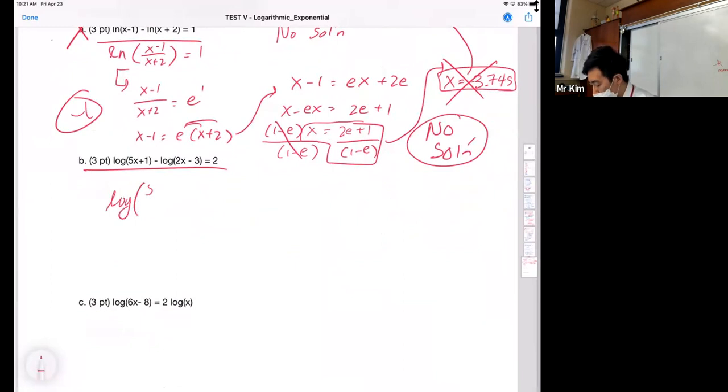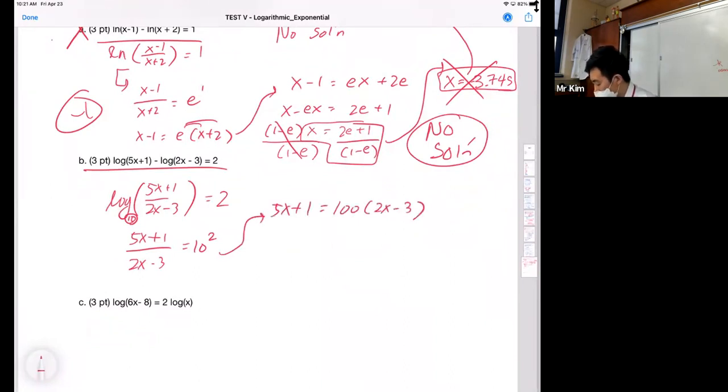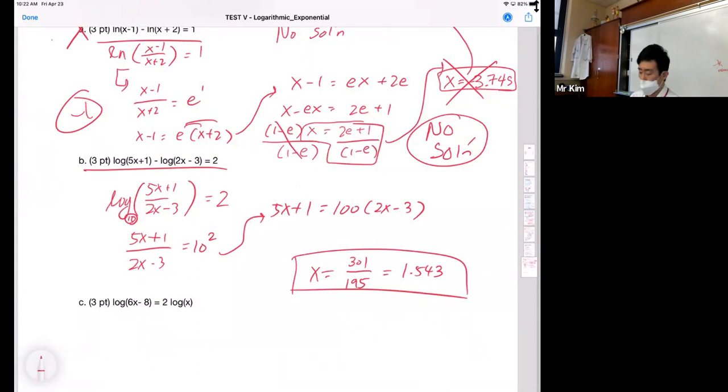This one, you use the quotient rule, is equal to 2. Log of (5x plus 1 over 2x minus 3). Guys, I did not put anything there. That means you can't just make up a number. The default base is always 10. 10 squared, that's the equivalent exponential form, which makes it 100. 5x plus 1 equals 100 times (2x minus 3). You do the math here. You get x is about, in fraction, 301 over 195. That is equivalent to 1.543. That's the answer for part B. This one has no problem here, because if you multiply back into the function, you get a positive number. As long as you have a positive number inside that parentheses, you're all good.